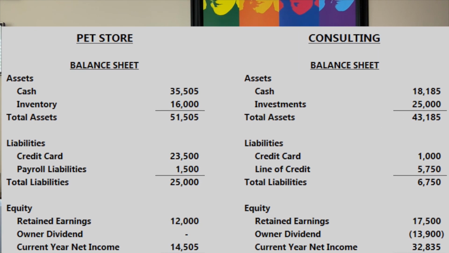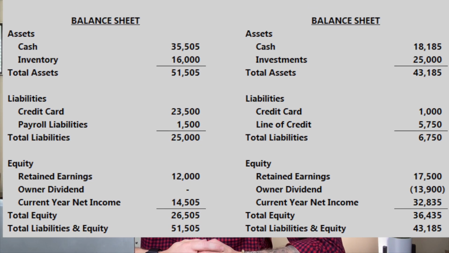Since corporate taxes are paid on the business taxable income, that is an additional expense that shows up on the profit and loss statement. This example is showing the financials for a pet store business and a consulting business, both of which are set up as C corporations.